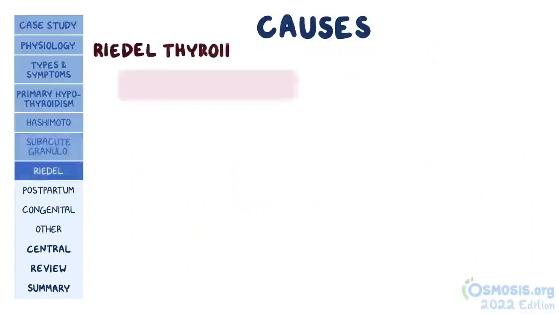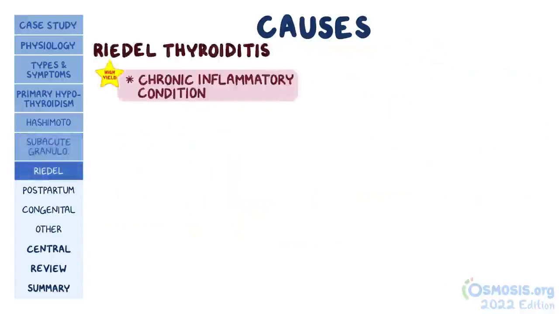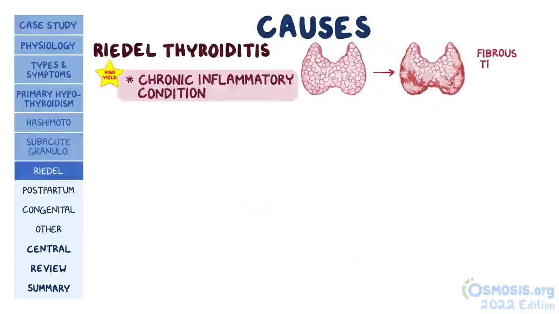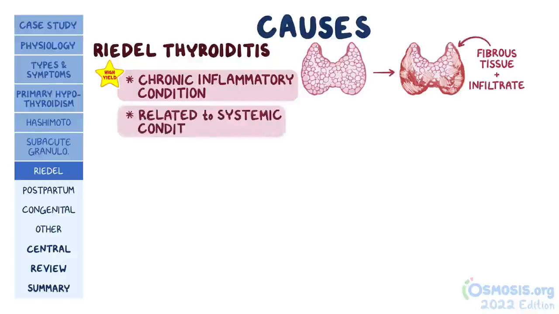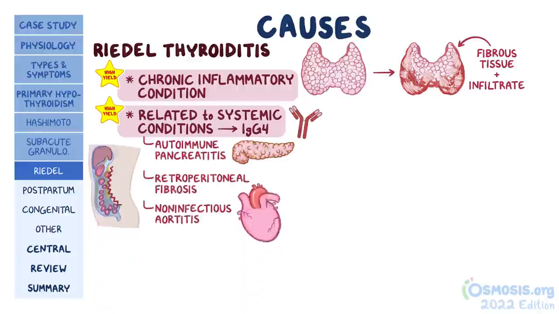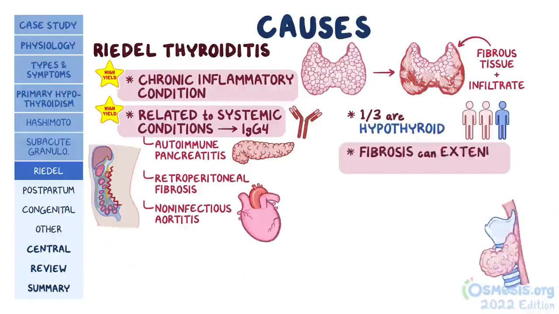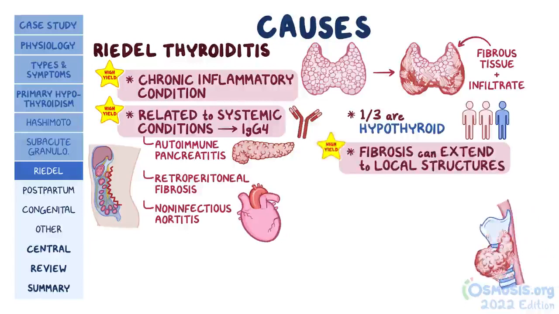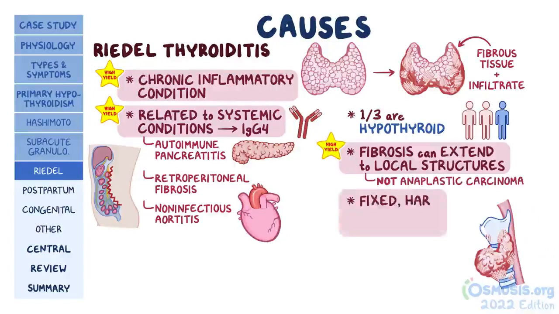Next, there's Riedel thyroiditis, which is a chronic inflammatory condition of the thyroid where the thyroid tissue is replaced by fibrous tissue with inflammatory infiltrate. Although the etiology of Riedel thyroiditis is unknown, it's thought that it's related to systemic conditions that affect immunoglobulin G4, such as autoimmune pancreatitis, retroperitoneal fibrosis, and non-infectious aortitis. Usually, 1/3 of individuals are hypothyroid. Fibrosis sometimes can extend to local structures, like the trachea and esophagus, and due to extension, it can sometimes be mistaken for anaplastic carcinoma. On the clinical examination, there's a fixed, hard, painless goiter.